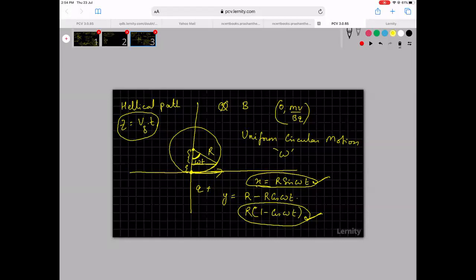Suppose I say after T by 4, it is starting here, and after T by 4 it is here. Omega is 2 pi by T, so omega times T by 4: T cancels and this becomes pi by 2. So r sin(pi/2) is 1, so x is equal to r. For y, cos(pi/2) is 0, so y is equal to r. So the coordinate is x equal to r, y equal to r.